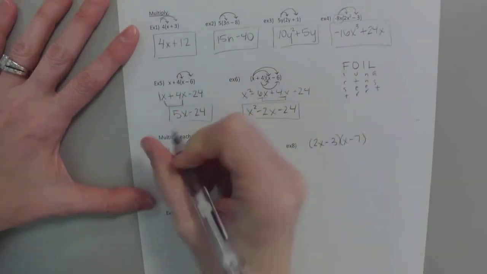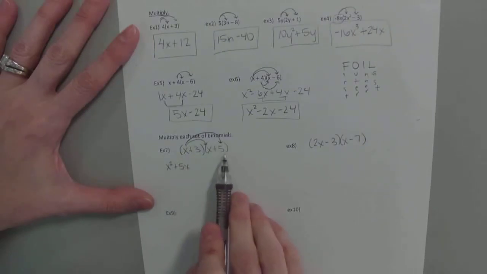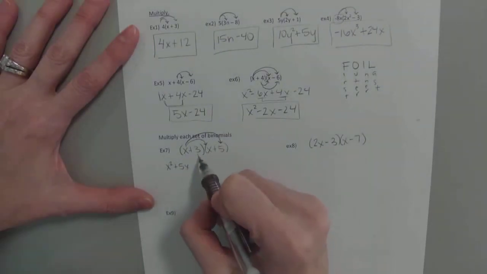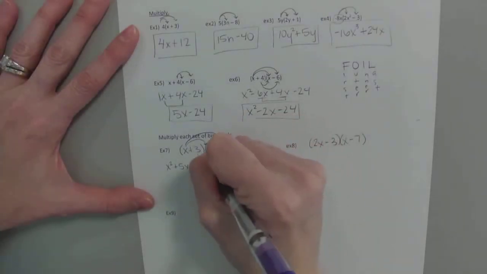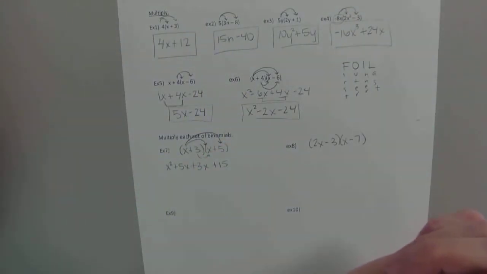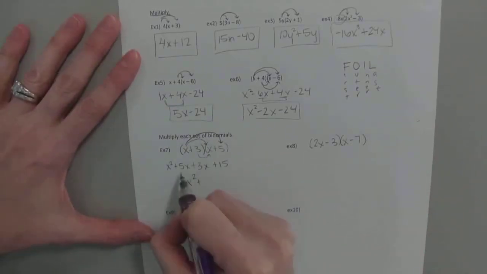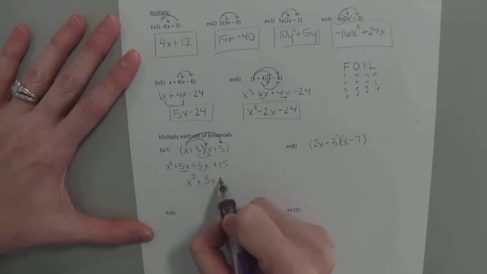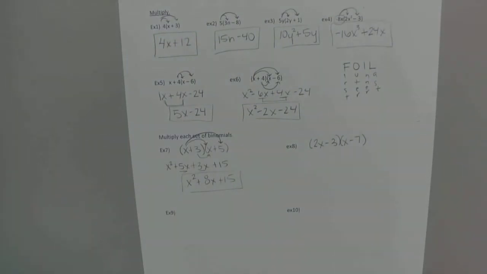So example 8 was 2x minus 3 times the quantity x minus 7. All right, so when we do example 7, we're going to take x times x, which will give us x squared, and then we're going to take x times that 5 to give us a 5x. So we've officially distributed x to the x and the 5. Now we're going to move on to the 3. The 3 times the x gives us a 3x, and the 3 times the 5 gives us a 15. Once you distribute, you may or may not be able to combine like terms. I think on all of these guys, we're going to be able to combine like terms down to a trinomial. So on example 7, did you get x squared plus 8x plus 15?